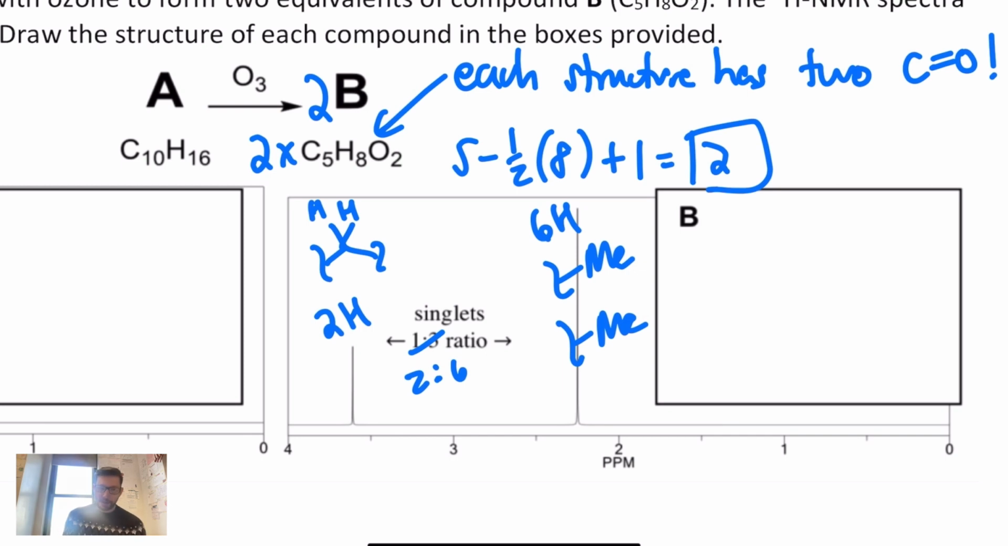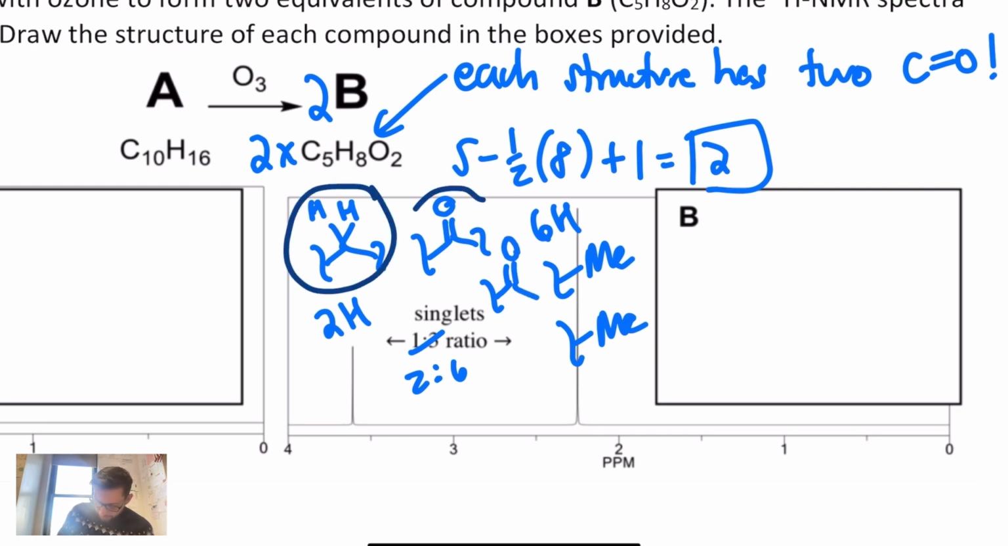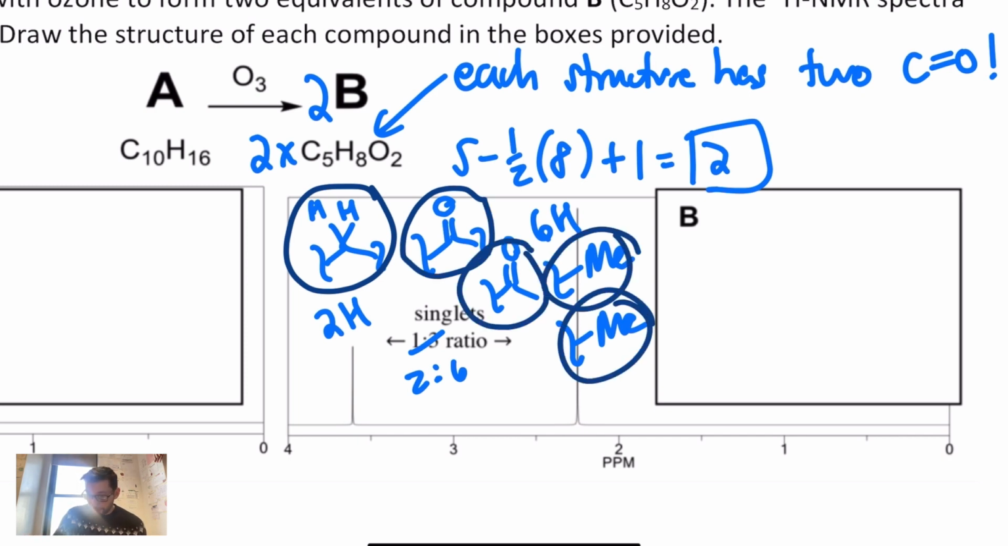Remember, ozonolysis makes ketones and aldehydes. Aldehydes show up way to the left in like 9 or 10 parts per million. We are nowhere near that, so these must be ketones. So as I'm drawing my pieces of the puzzle, I think we have 2 ketones. So here's our pieces. I have a methylene, a ketone, another ketone, a methyl, and a methyl. I just have to put those together.